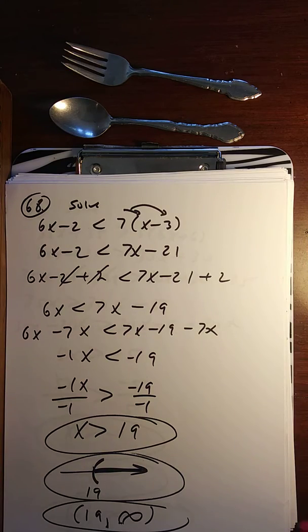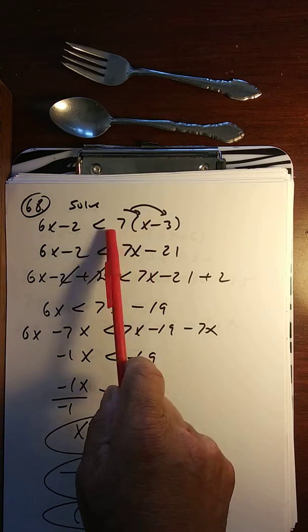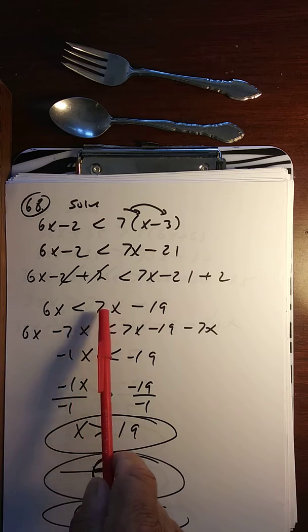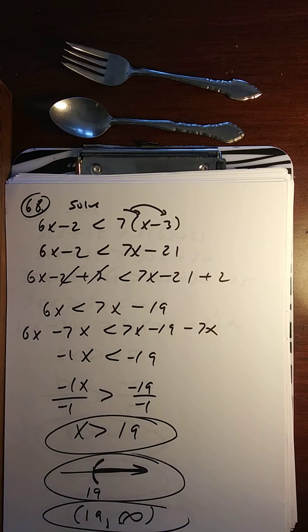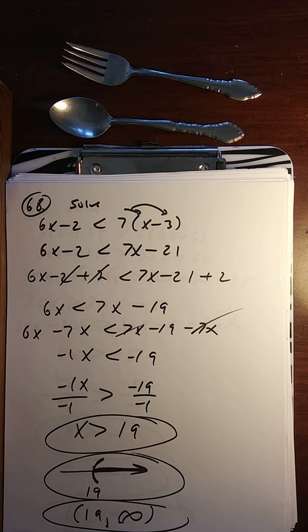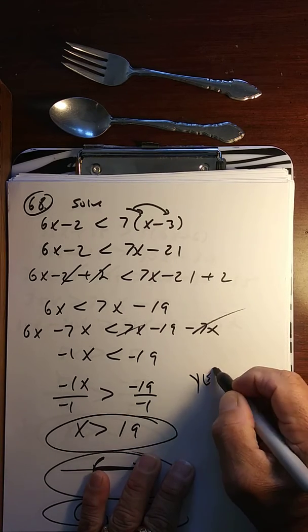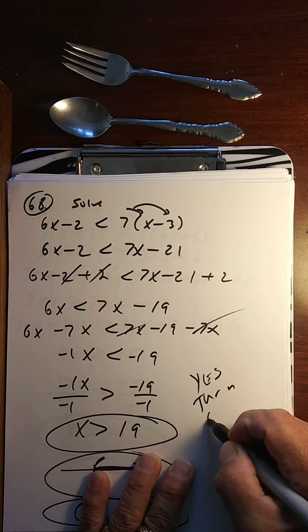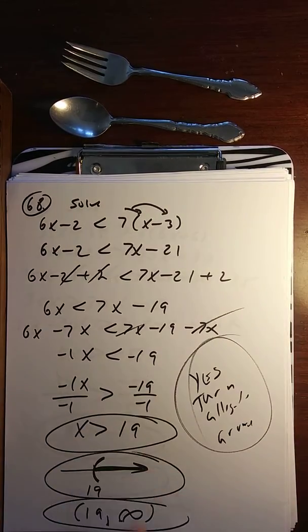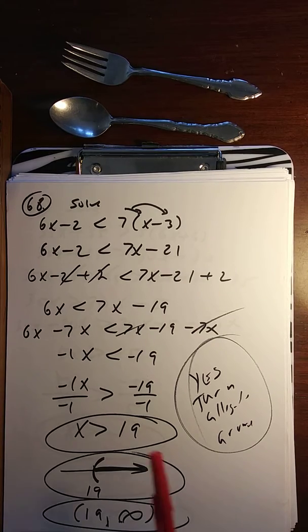Solve this. Parentheses first, that turns out 7, that turns out 21, so now add 2, so 6x less than 7x, minus 7x, and yes, these are gone, right there. But now we have -1x is less than -19, divide by -1, divide by -1, and yes, turn the alligator around. Because why? Divided by a negative. So x is greater than 19, or from 19 to infinity.